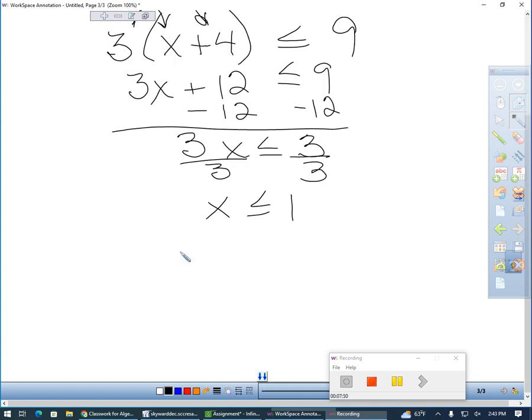Now I have to graph it. All I ask you to do is on your number line, put the negative 1. Is it an open or closed dot? Closed. I agree, because it's got that equals underneath it. And does it go to the right or the left? Left. Goes to the left.